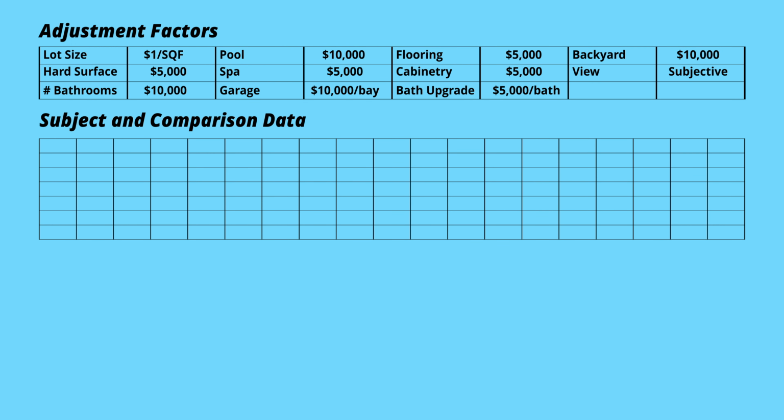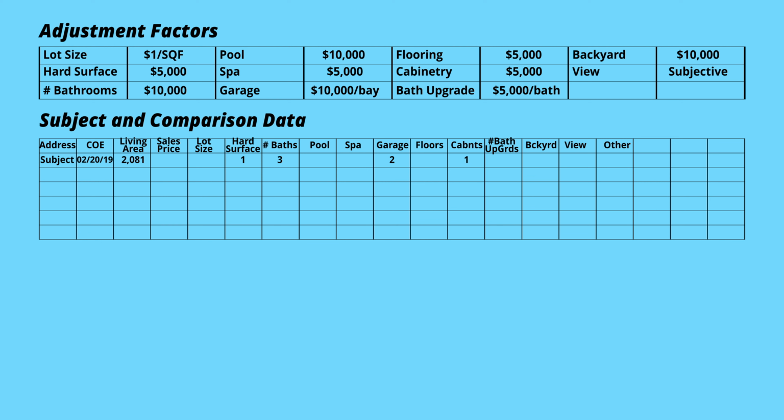The next section of the worksheet contains the subject and comparison data. The first row contains the column headers. The subject data being valued was performed on February 20th and has a living area of 2,081 square feet. Hard surface contains a 1 because it has granite countertops. Number of baths contains a 3 because there are 3 full baths. A 2 for garage because it has a 2-car garage. 1 for cabinetry because the home has upgraded cabinetry. And 1 for bath upgrades because one of the 3 baths was upgraded. Everywhere else there are zeros. Why? Because the subject property does not have any of these features.